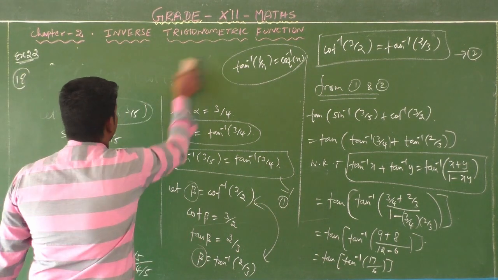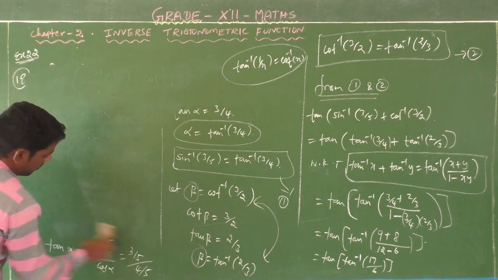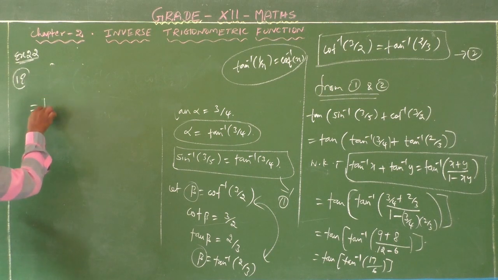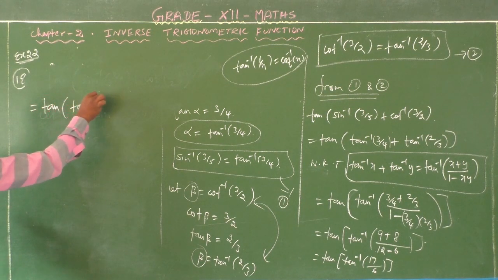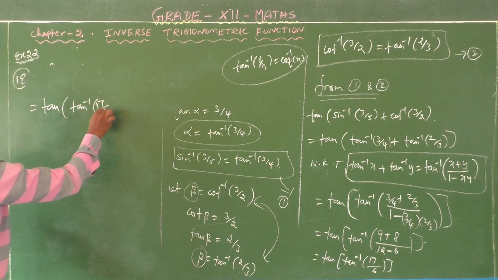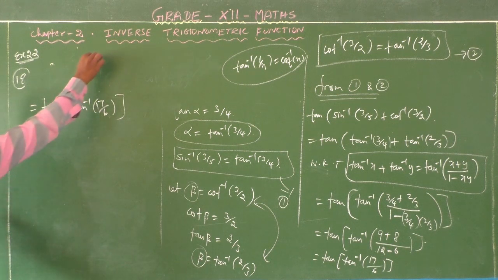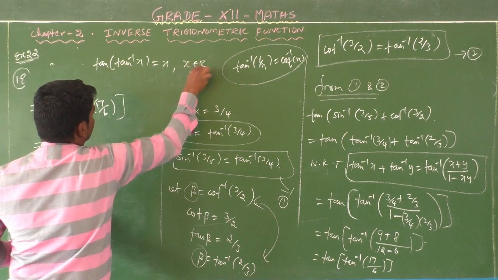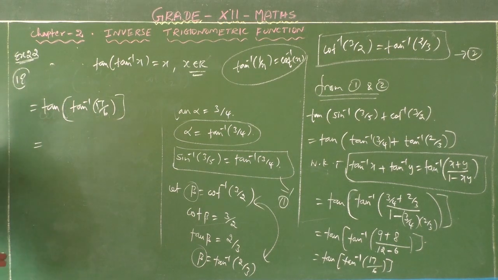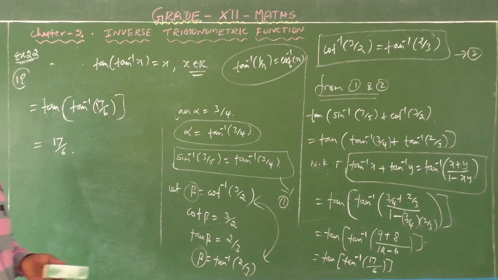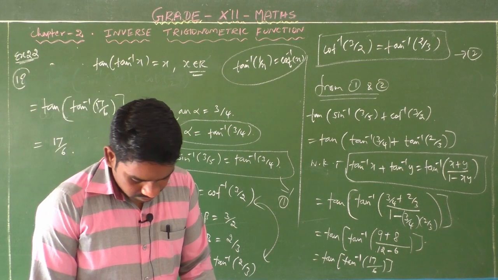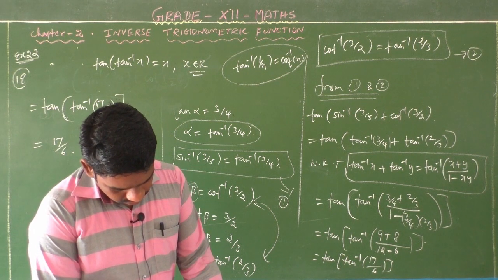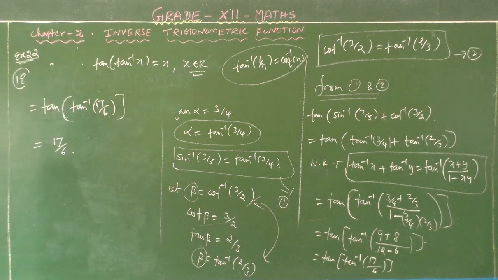You know the formula: tan of tan inverse x is equal to x, where x belongs to R. So tan of tan inverse of 17 by 6 is equal to 17 divided by 6. This is the required answer. So question number 18, the required answer is 17 by 6. This is the correct answer.